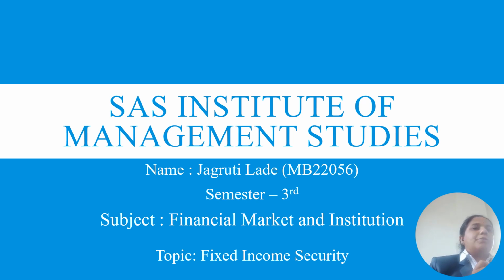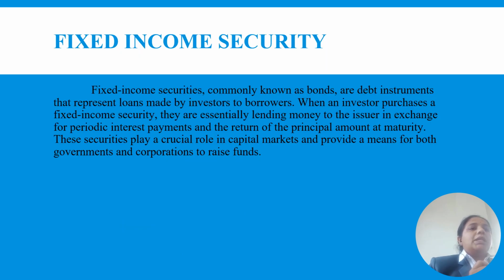Today I am going to explain about the fixed income security. The fixed income security is usually known as a bond, an instrument that represents a loan made by investors to a borrower. When investors purchase a fixed income security, they are essentially lending money to the issuer in exchange for periodic interest payments and the return of the principal amount at maturity. These securities play a very crucial role in the capital market and provide a means for both governments and corporations to raise funds.